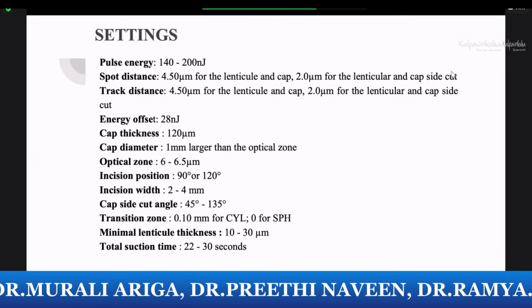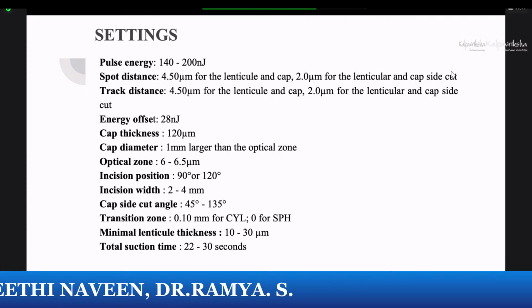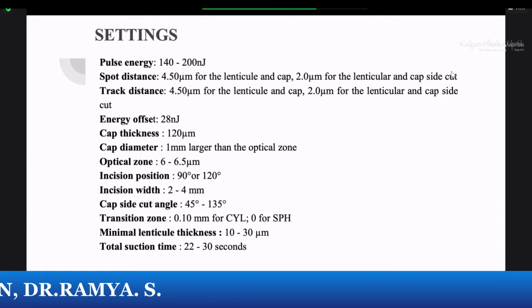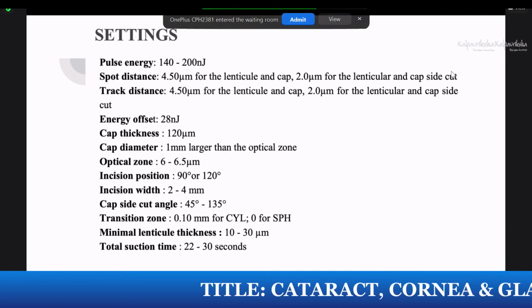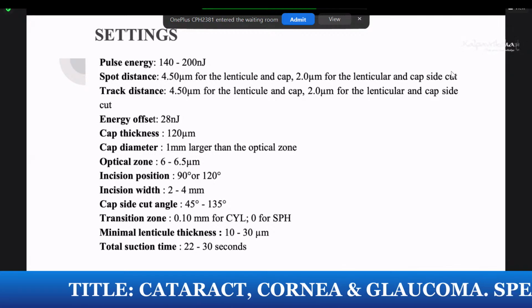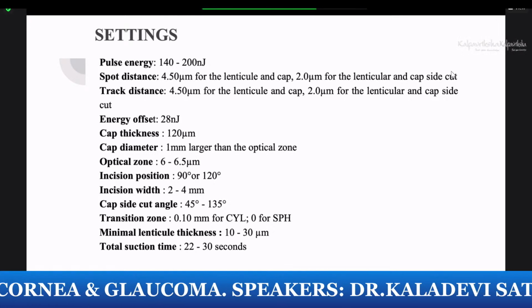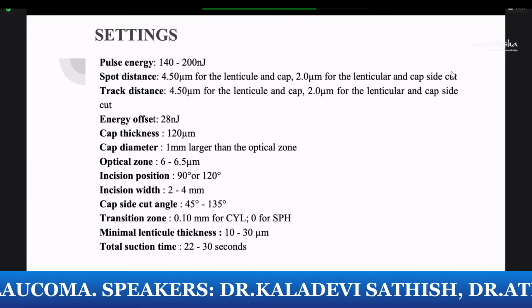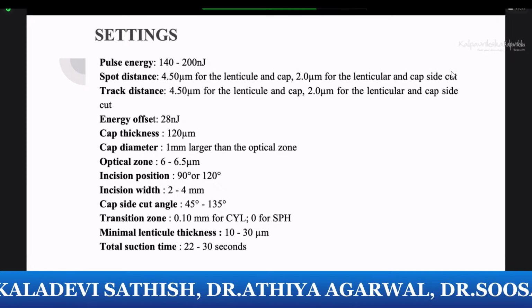Cap diameter is always 1 millimeter larger than the optical zone. The optical zone can be designed somewhere between 6 to 6.5 millimeters. Incision position can be planned at 90 degrees or at 120 degrees, and incision width can vary between 2 to 4 millimeter. The cap set angle can be between 45 degrees to 135 degrees. The transition zone is 0.1 millimeter for the cylinder and 0 for the sphere. Minimal lenticule thickness can be between 10 to 30 microns, and the total suction time ranging between 22 to 30 seconds.